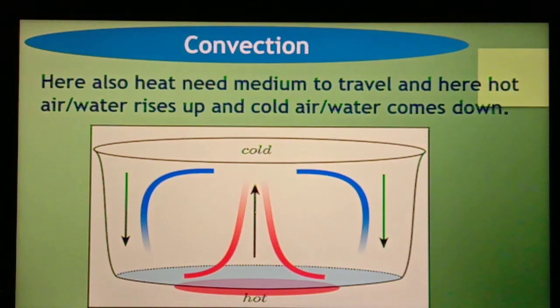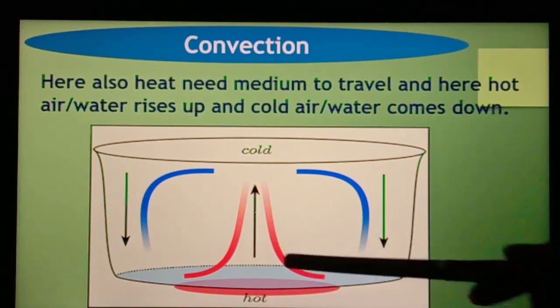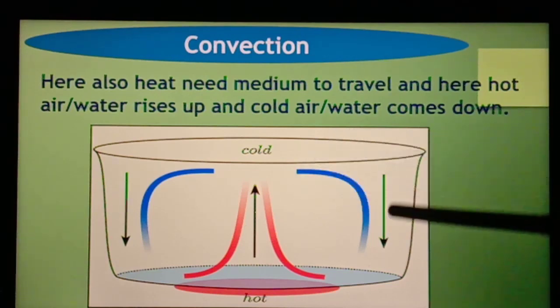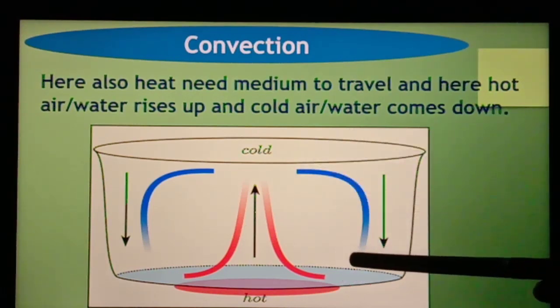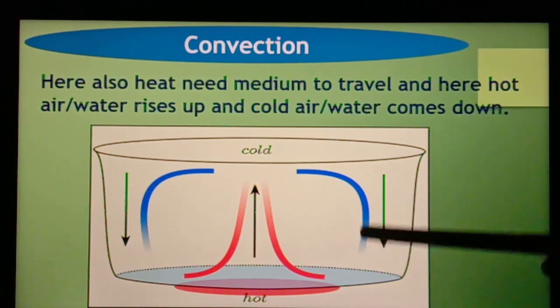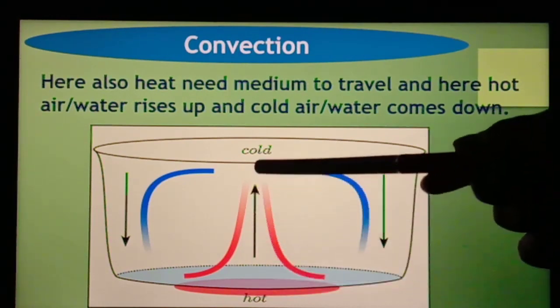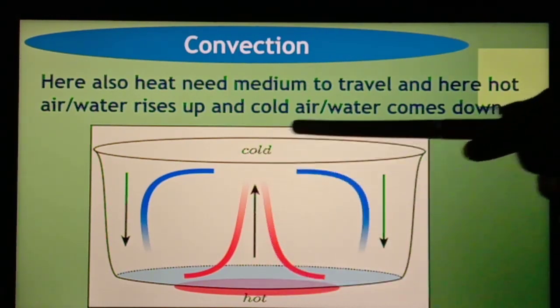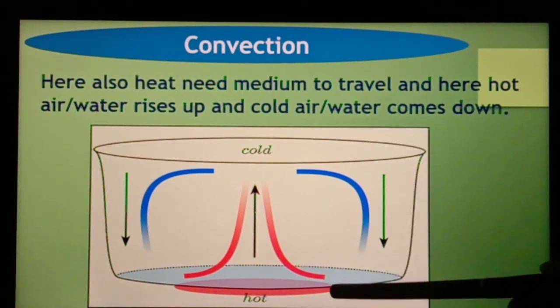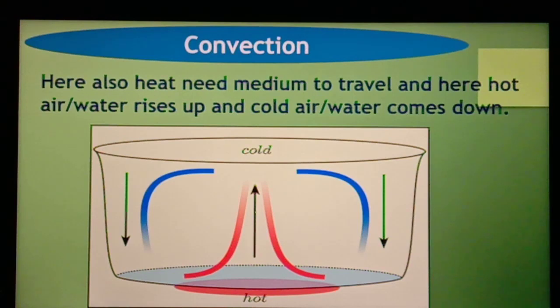The second method is convection. In this method, it also needs a medium, where hot air or hot water rises up, whereas cold air or cold water comes down. You can take the example of when you take a beaker or a container on the flame. You will see the hot water rises up from the center and the cold water comes down from the sides and settles down there. So this kind of travelling of heat, from the bottom rising up, is called convection.